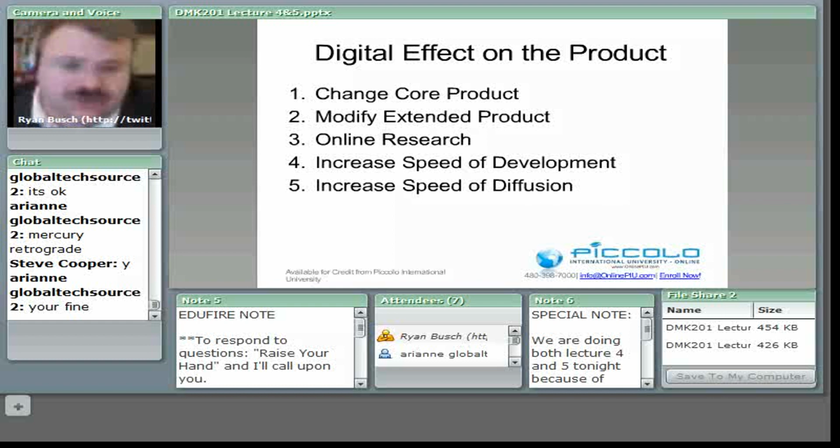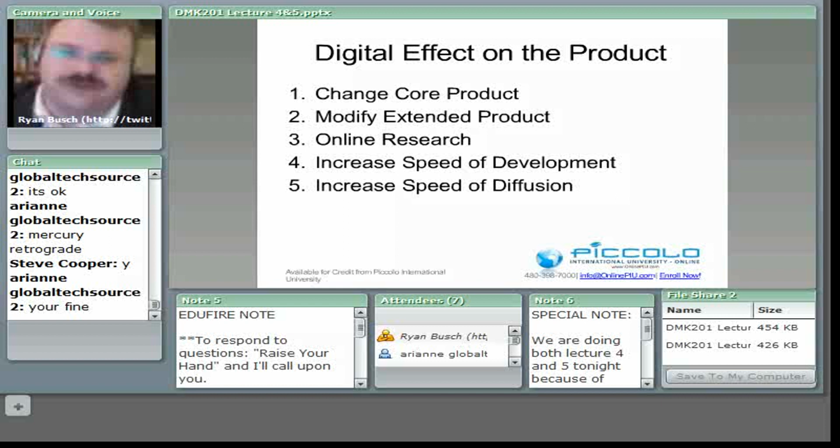Speed of diffusion as well. Diffusion meaning how fast word spreads about your product. That's an amazing difference in the digital arena these days. Going back to the 1960s again, you would have products that were developed in major metropolitan areas, released among specific members of the population in those areas, and it would grow and word would spread internally, but it would stay limited to very specific targeted metropolitan areas, and then it would begin to reach out into wider distribution channels.